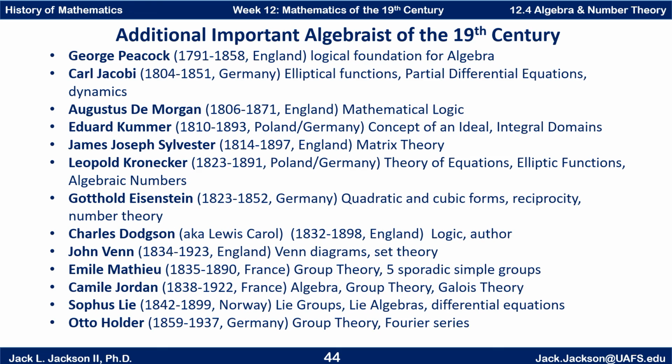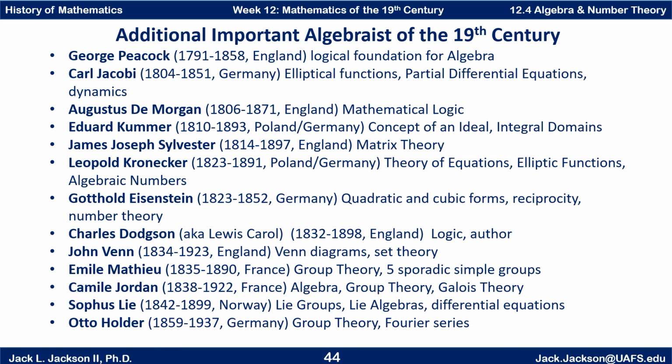Another one I'll mention is Emile Mathieu. He lived from 1835 to 1890 in France, and he did some work with group theory. He found 5 simple groups that are part of the list of sporadic groups, and they're called the Mathieu groups in his honor. Camille Jordan, from 1838 to 1922, lived in France. He did work in algebra, particularly in group theory and Galois theory.